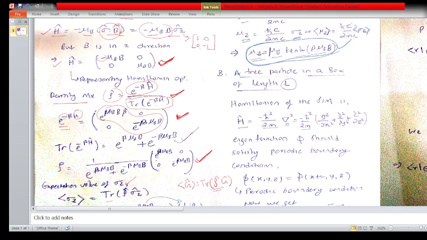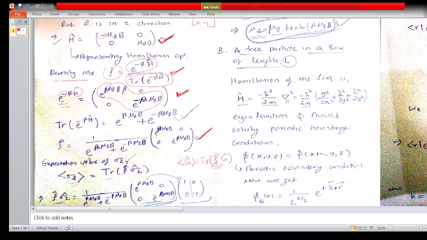Now if you apply this periodic boundary condition for this case, then we can write phi of x, y, z. These are the coordinates x, y, and z. So if you consider the periodic boundary condition, then phi of x, y, z should be equal to phi of x plus L, y, z. That is, psi of x plus L and psi of x should be equal.